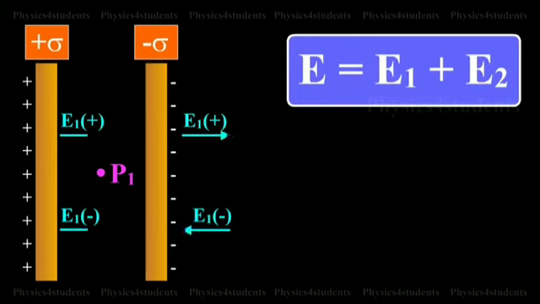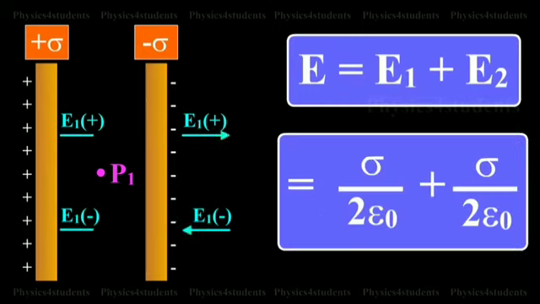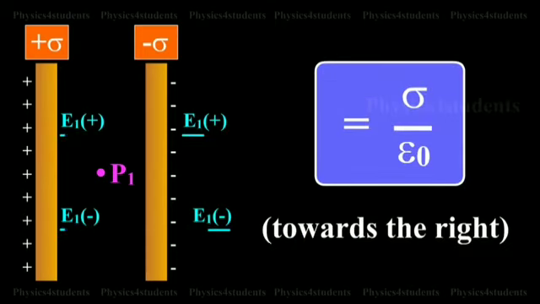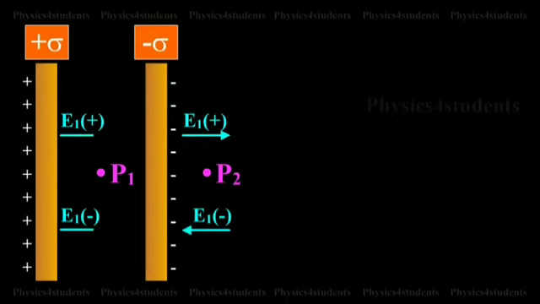But inside the plates, the electric fields are in the same direction. So, on the positive side, towards the right, the total electric field at point P1 is E equal to E1 plus E2, which is sigma by 2 epsilon naught plus sigma by 2 epsilon naught. Then E inside, towards the right, is equal to sigma by epsilon naught.